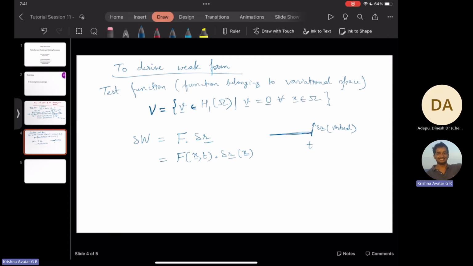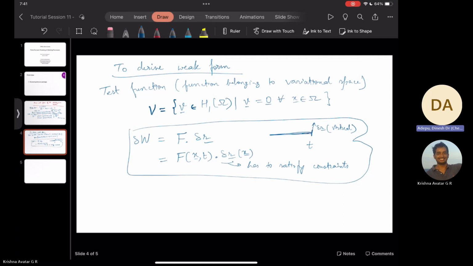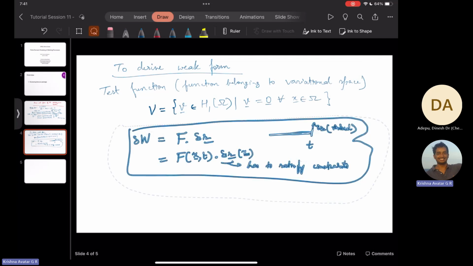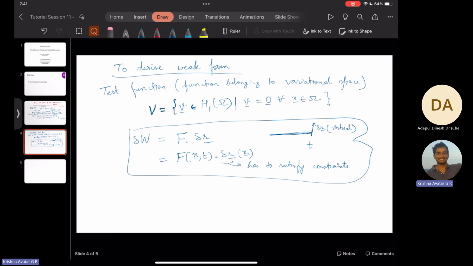It's taken to be fixing time and then giving it some arbitrary perturbation. And this perturbation always has to satisfy the constraints. And that's the reason, this actually follows from the principles of classical mechanics, right? This follows from there. So that's the reason.